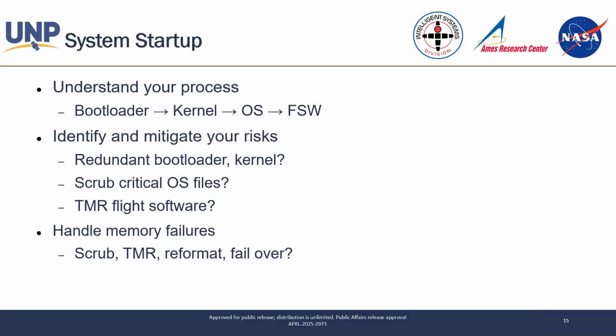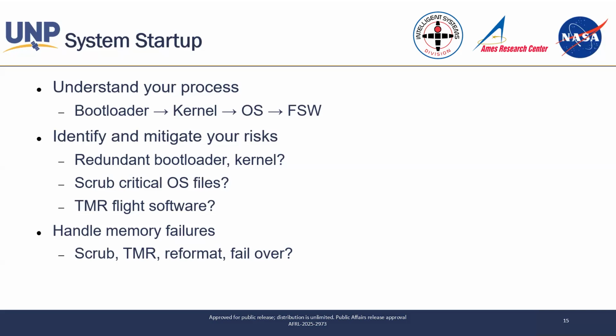When you start your spacecraft, you're generally going through this process listed here, where you have your bootloader, you load your kernel, you load your operating system, and then you load your flight software. I already talked about TMR. Our group has implemented TMR at the bootloader level before. We'd have a few different partitions of our operating system. So we would basically have the same operating system, flight software, and kernel all on 3 of these partitions.